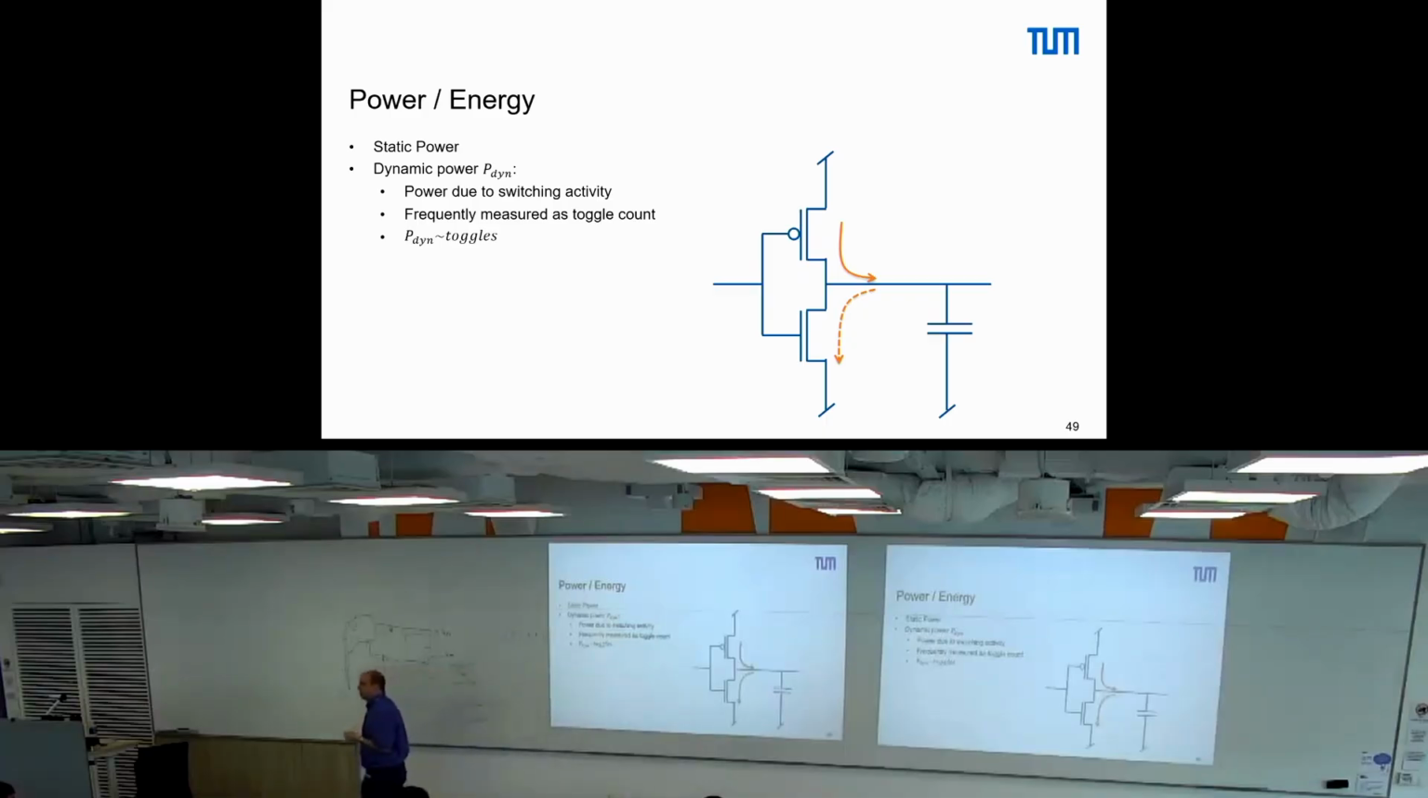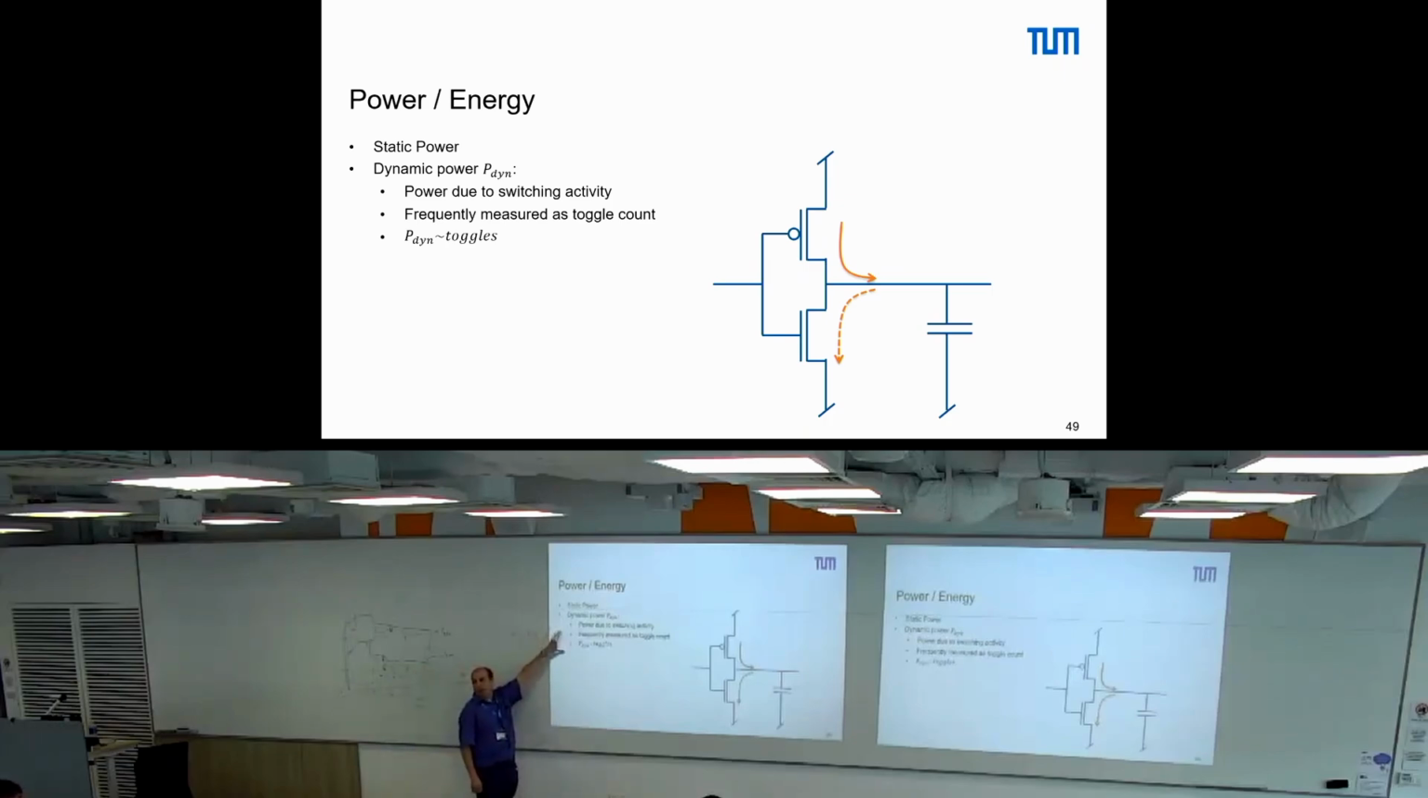This is, in old technologies, more or less negligible. In modern technologies, so some 20 nanometers and below, the contribution of the static power becomes significant. What you can do to avoid this, without again going into details, is to build things like power islands and to switch off a part of your circuit completely. That can be done.